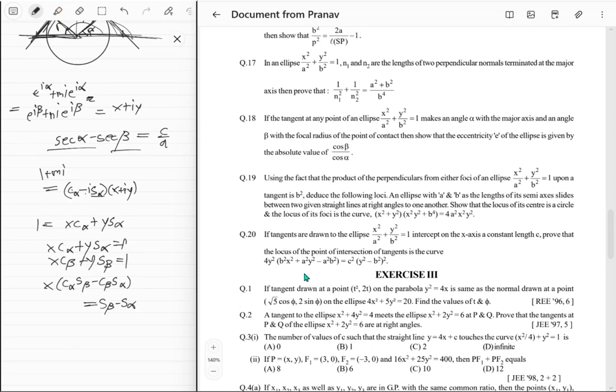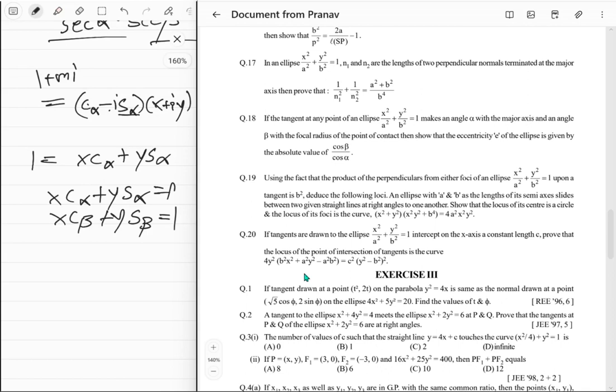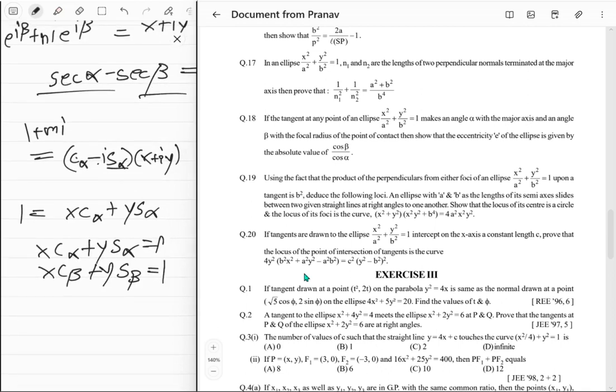But in the end, what we want is not x and y. We actually want alpha and beta, really. So instead of doing all of this, we just want alpha and beta. So more specifically, secant alpha minus secant beta, right? How do we get that? How do you get that?